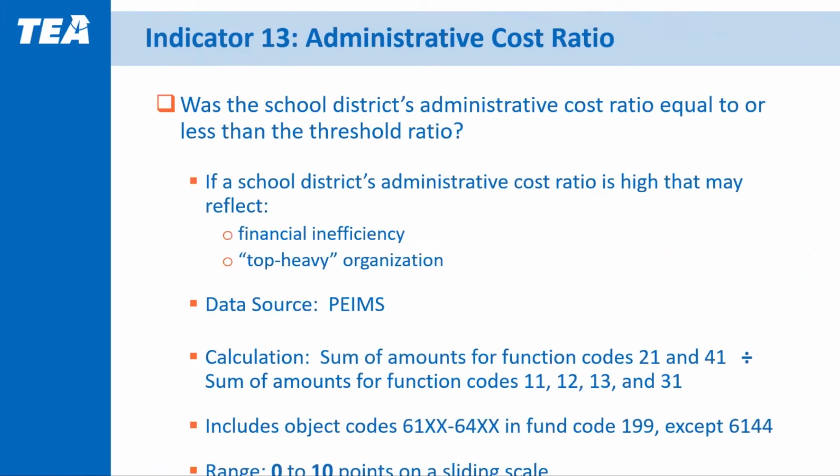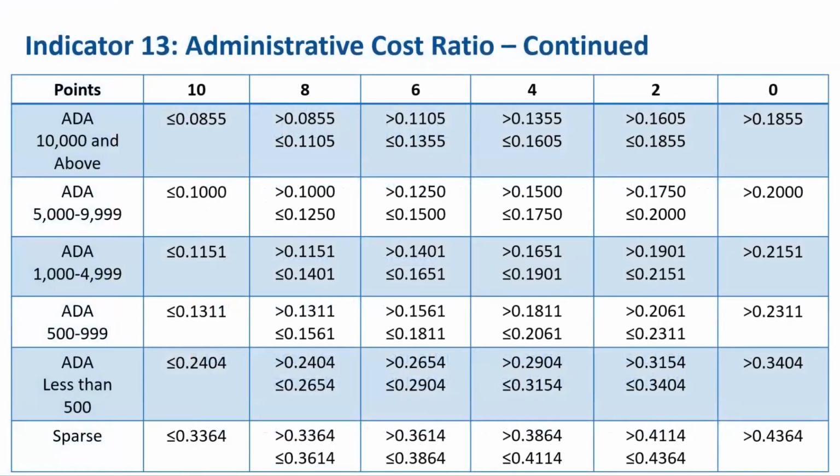The administrative cost ratio, we did not make any changes to it, but we do compare your administrative costs for functions 21 and 41 compared to those that are in more of a direct teaching pipeline. So your 11, 12, 13, and 31s. And then we didn't make any changes to the ranges. We thought they were still good.